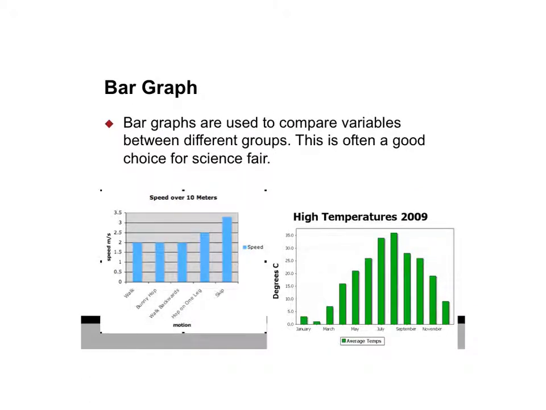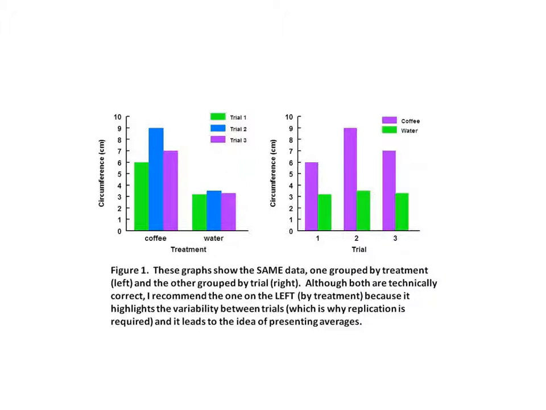Bar graphs are used to compare variables between different groups. This is often a good choice for a science fair. It's easy to read. It can sometimes be used instead of a line graph if the situation's right. But in this case, we have different categories. It's not numerical, so this is perfect for a bar graph. Also here, this is time, but we're talking about average temperatures in months, and that works really well for that.